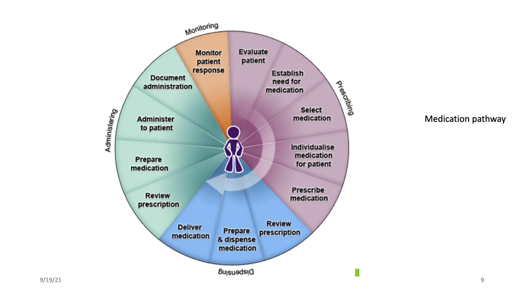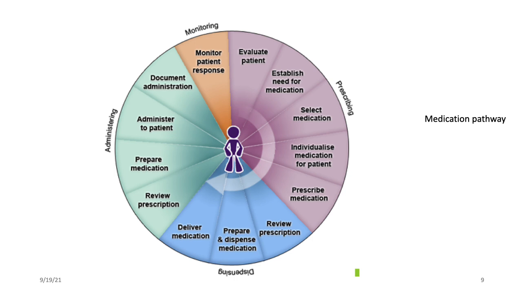This shows the different phases: prescribing, dispensing, administering, and monitoring. In prescribing, there are many steps: evaluate the patient and make a diagnosis, establish the need for medication or alternative intervention, select the appropriate medication, individualize the medication for that patient, then prescribe the medication, and comply with the prescription requirements.